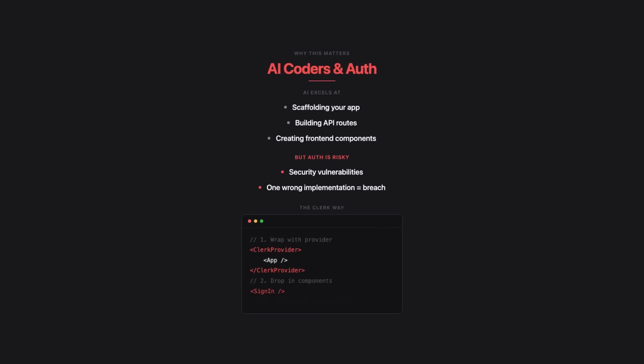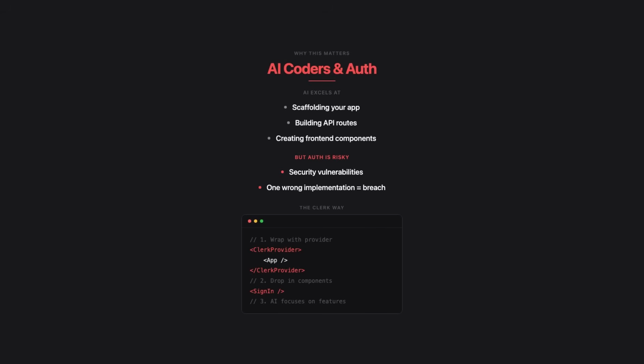With Clerk, the AI doesn't need to build auth from scratch. You literally just wrap your app with a Clerk provider, drop in their pre-built components, and you're done. The AI can focus on what it's actually good at, which is building your product features.